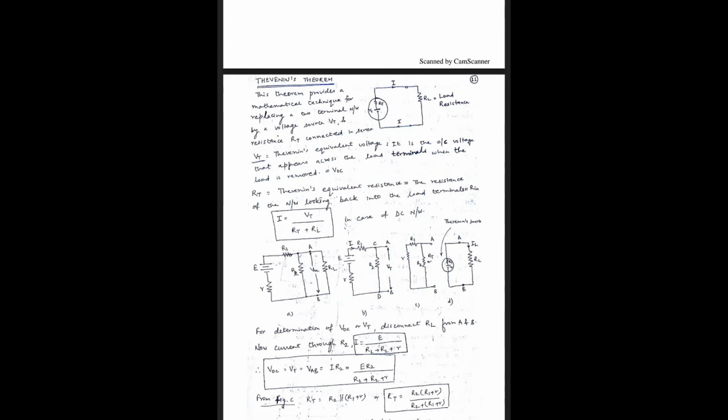Suppose this is a network which is given, along with the definition of the Thevenin theorem which we have just explained. It is defined in an easy manner just for your convenience. After deriving this theorem, we will again define it in a more refined manner, so that it is clearer and more concise.